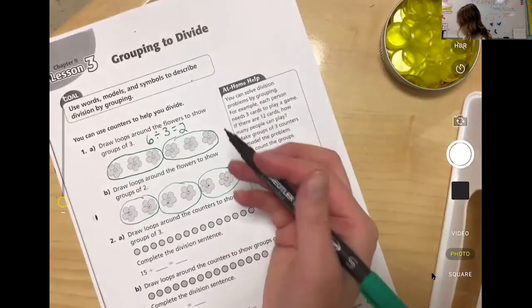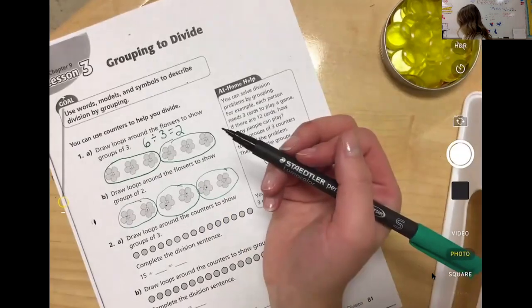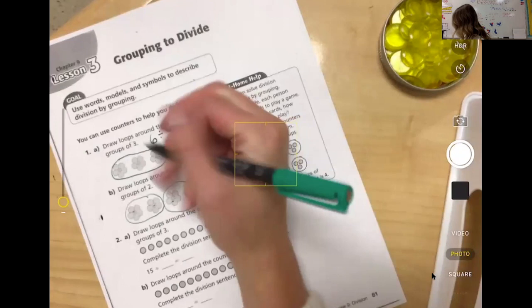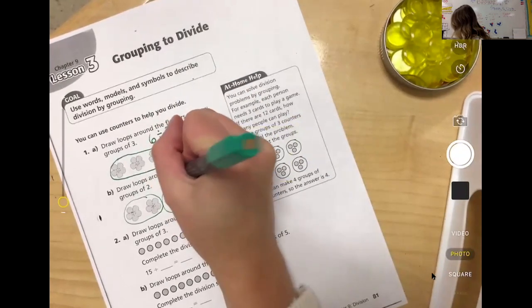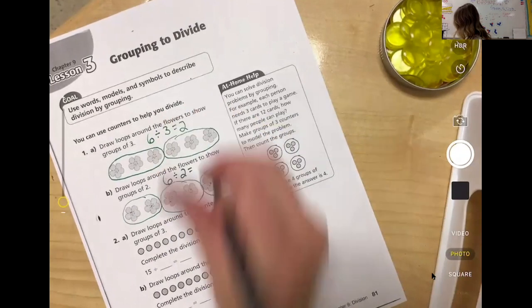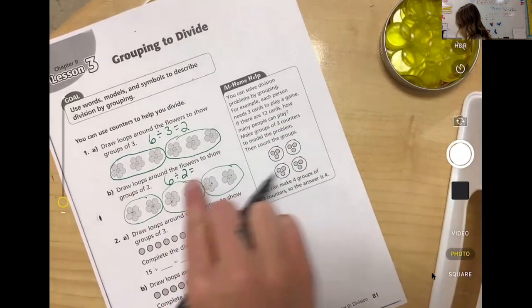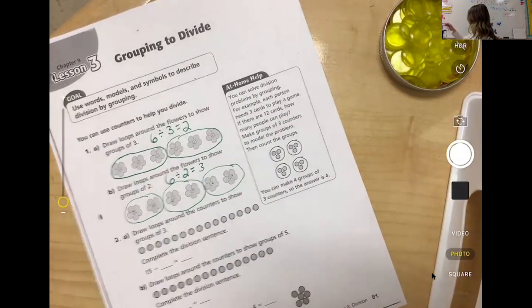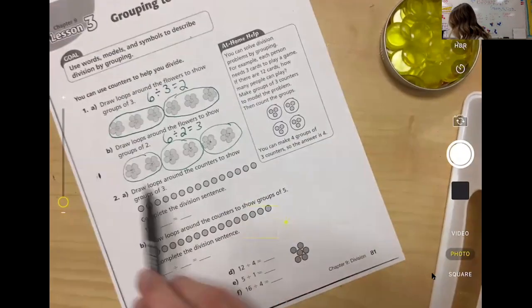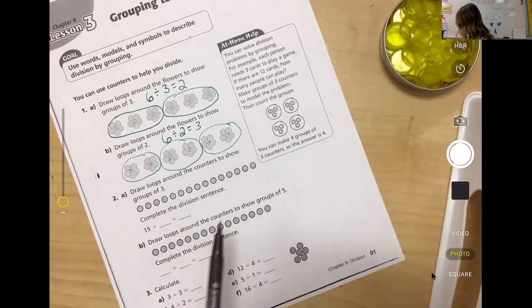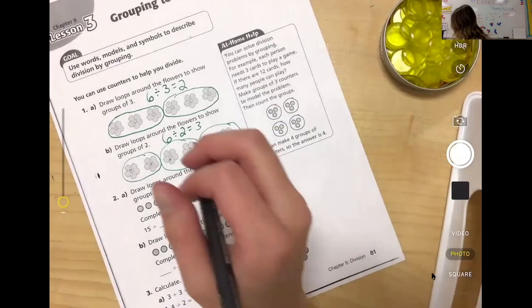That's all it asks. So again, let's make a division sentence. My big altogether number, 1, 2, 3, 4, 5, 6. How many did we put in the groups? 2. 6 divided into groups of 2. And how many groups can we make? 1, 2, 3. Done. That's the first 2 questions. Bam, done. Now let's look at 2A. It says draw loops around the counters to show groups of 3. So I'm going to do that.